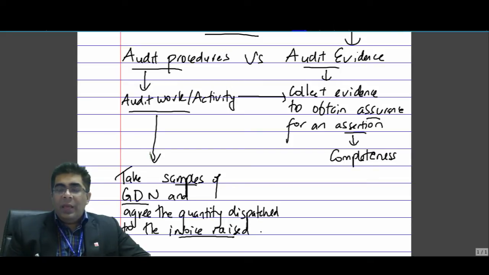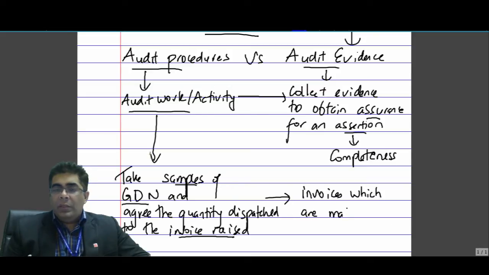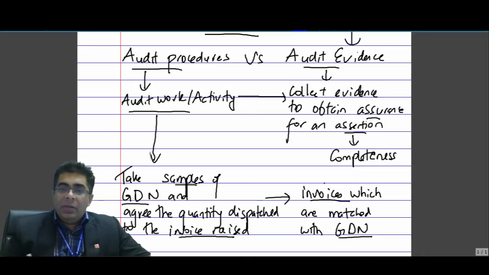And then what will be the evidence that I will obtain from here? My evidence will be invoices which are matched with the goods dispatch note, the GDN. So if I see invoices which are already matched with the GDN, those invoices are my evidence.